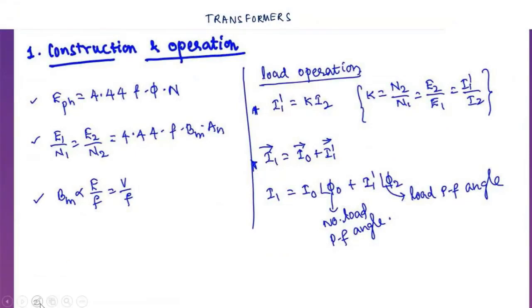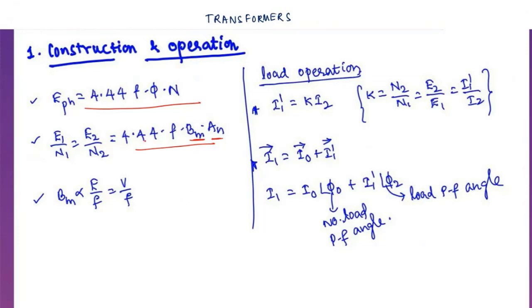If you look at this, the topic is construction and operation, and in the construction we'll be discussing about core and windings, and in the operation we'll be discussing about no load operation and full load or any load operation. And definitely we'll be discussing about EMF equation, and the EMF equation is given as 4.44 into F into phi into N. So from this equation, you can say that the EMF per turn on both the sides will be equal. Now here, B maximum into net area of cross section is replaced instead of phi.